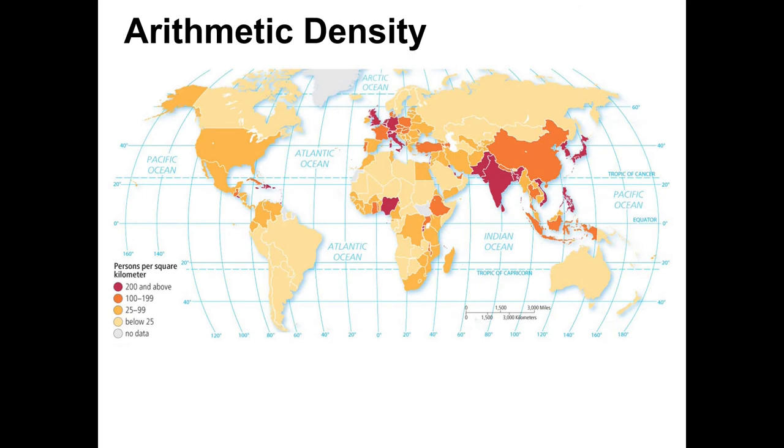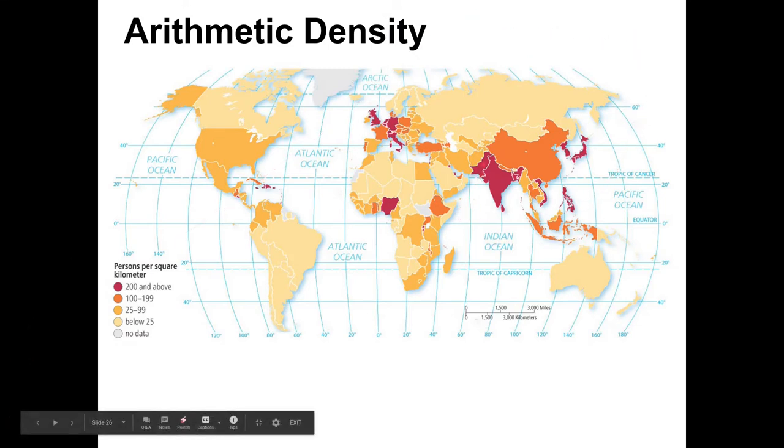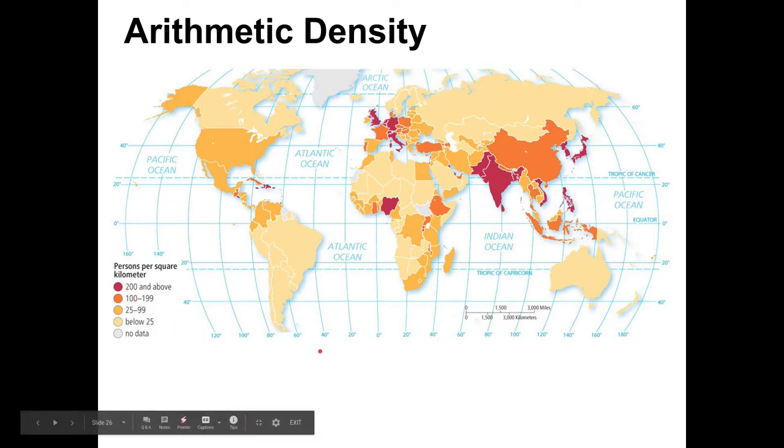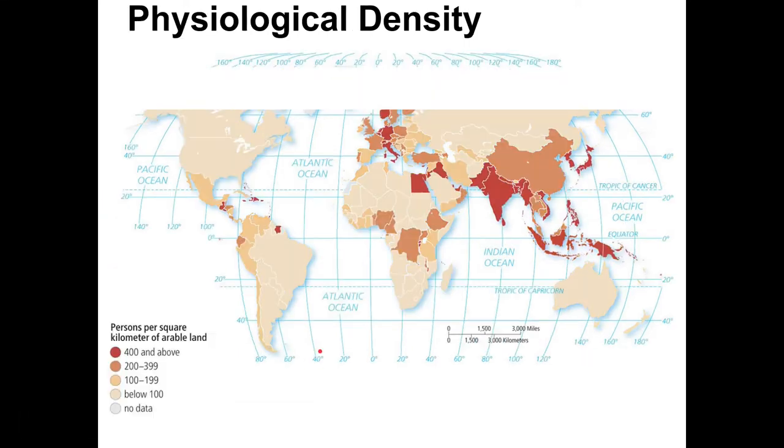So let's just look at the arithmetic density. Oh, look, China and Afghanistan and Pakistan and Vietnam and the Philippines and the Koreas and, where'd we go? Pakistan, India, Bangladesh, Vietnam, the Philippines, Japan, North Korea, South Korea, Nigeria, Italy, Germany, the Netherlands, Luxembourg, Belgium, England, and Northern Ireland have much higher densities than the rest of the world.